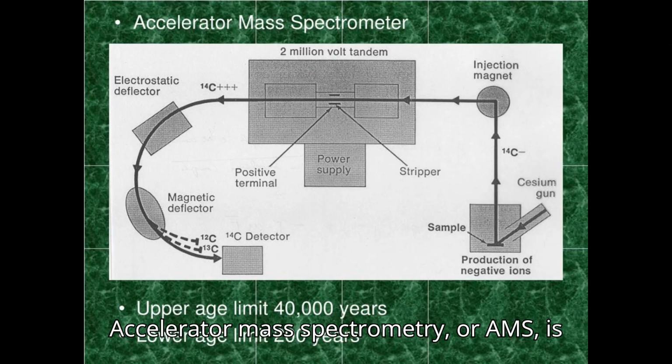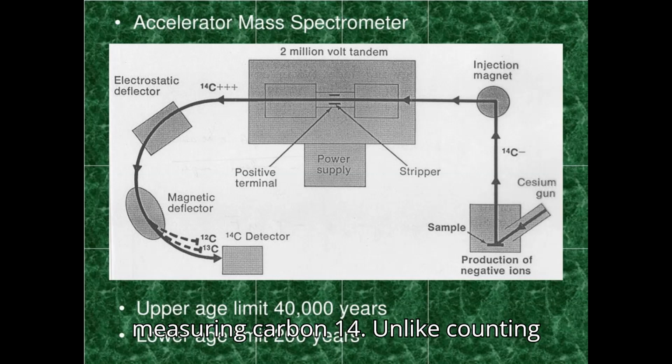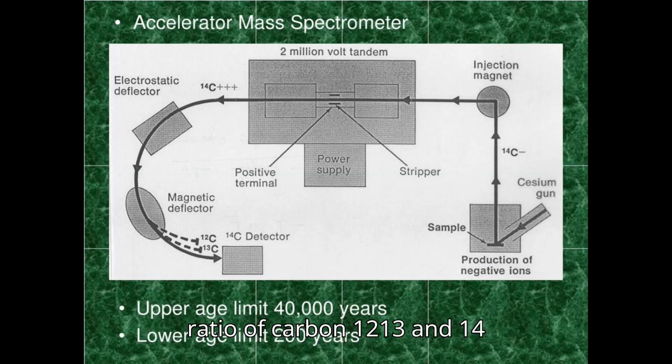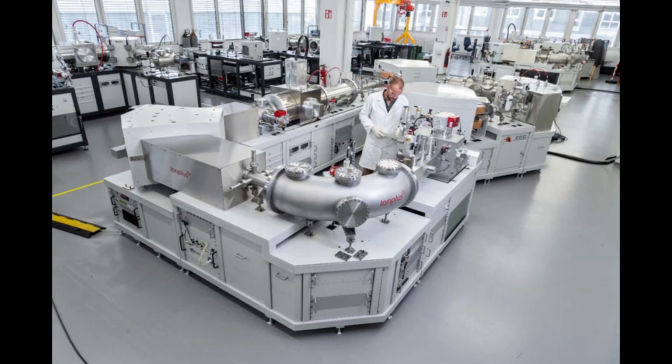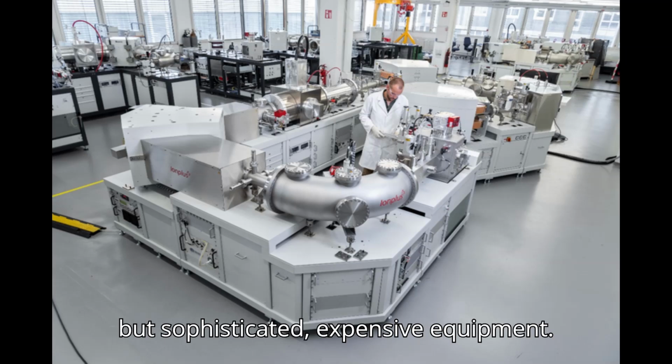Accelerator mass spectrometry, or AMS, is an advanced and accurate method for measuring carbon-14. Unlike counting decay events, AMS directly measures the ratio of carbon-12, 13, and 14 atoms. The sample is ionized and accelerated in a magnetic field, separating isotopes based on mass. AMS requires much smaller sample sizes but sophisticated, expensive equipment.